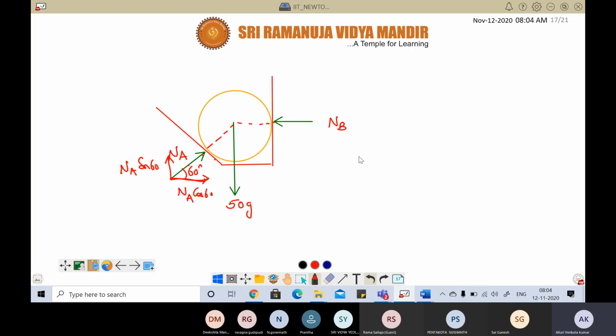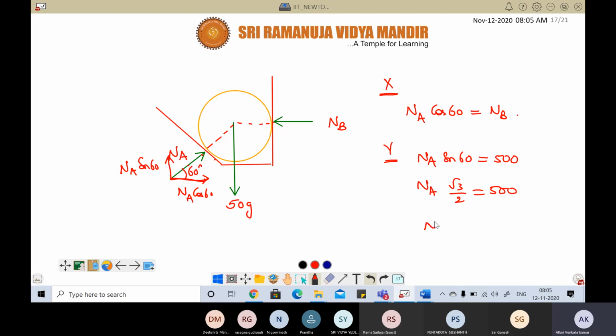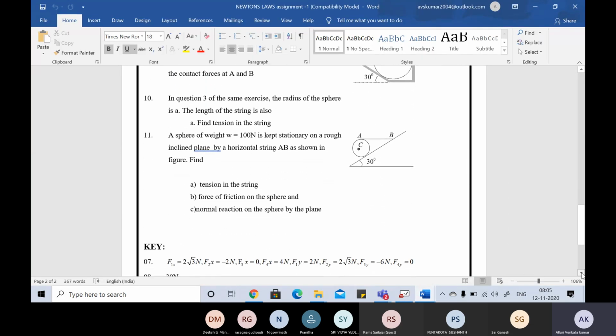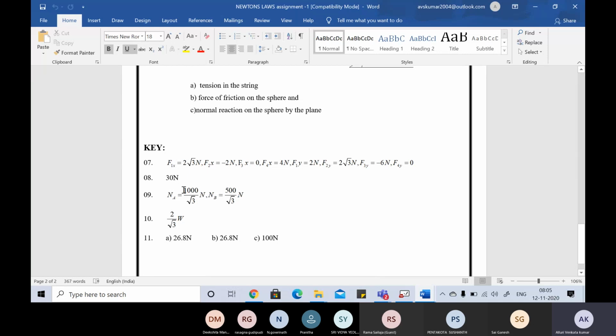Now tell me, I'm writing directly. In the x direction it is at rest, so Na cos 60 is equal to Nb. In the y direction, Na sin 60 is equal to 50G, which means 500. So Na into root 3 by 2 is equal to 500, which means Na is equal to 1000 by root 3. What is the answer given? For the 9th, Na equal to 1000 by root 3.